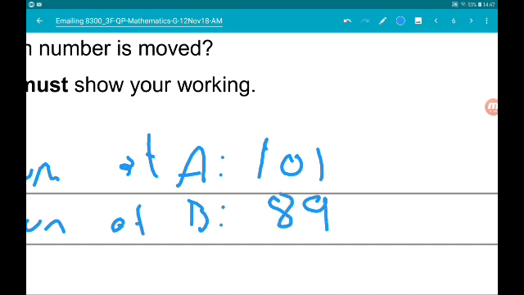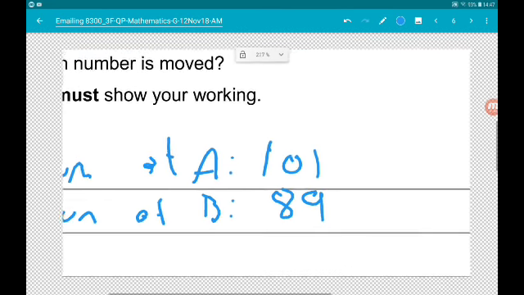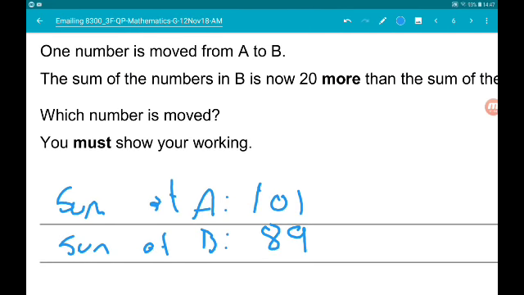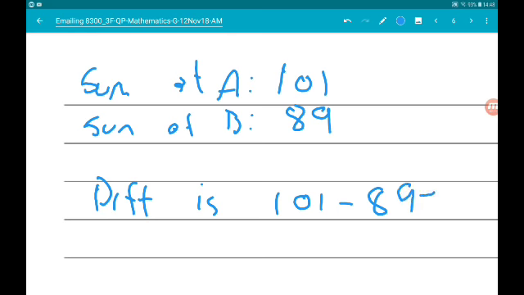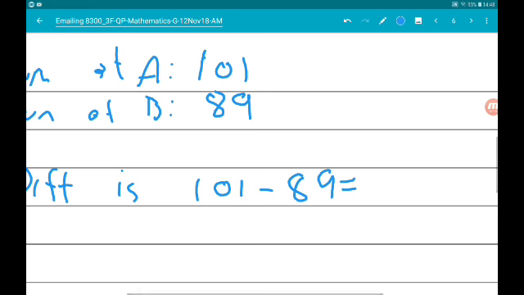Okay, so now that we know those two, let's have a think about this. So at the moment, the difference between these two is 101 minus 89, which is 12. So the difference between the numbers in A and the numbers in B is 12.